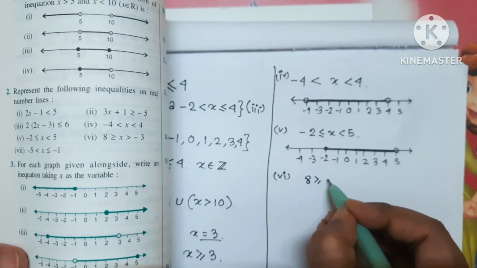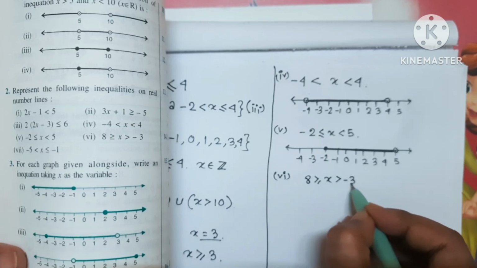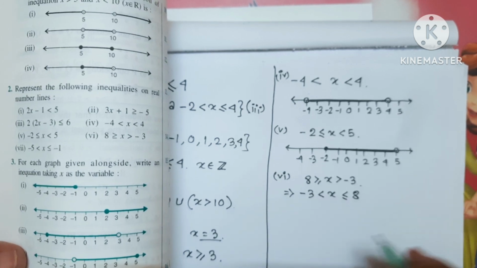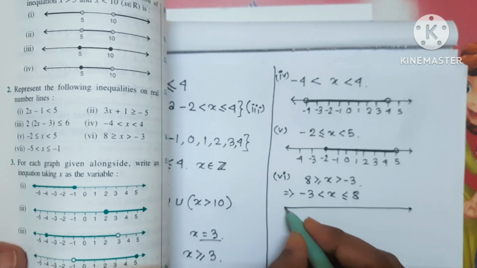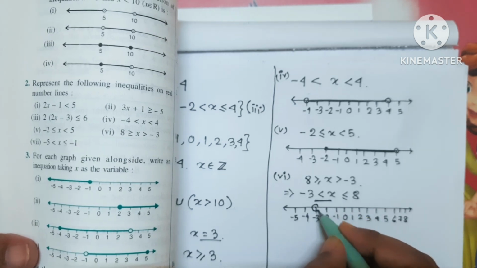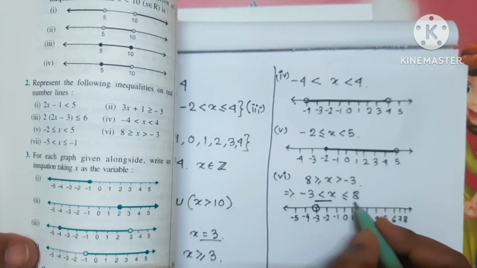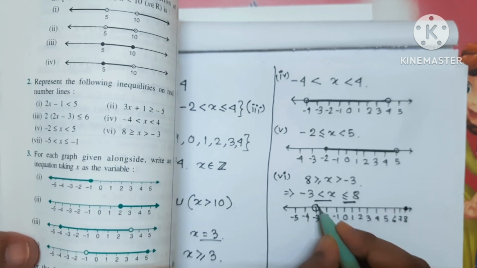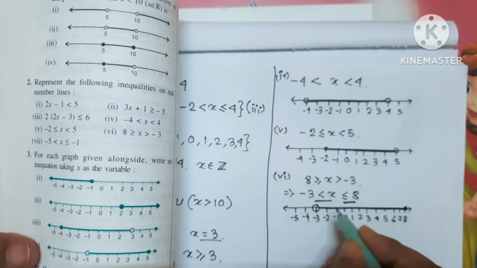Greater than or equal to x greater than minus 3. That means minus 3 less than x less than or equal to 8. So if you draw, here it is strict inequality, so you have to draw a hollow circle here, and here it is less than or equal to, so you have to draw the darkened circle here. Now you have to join this one.